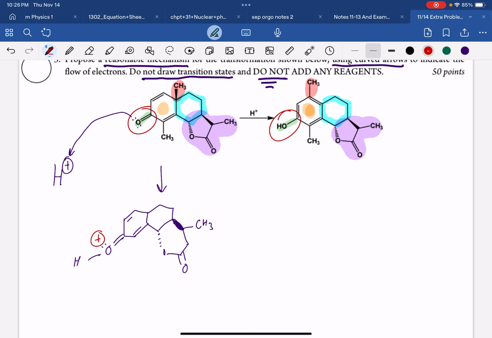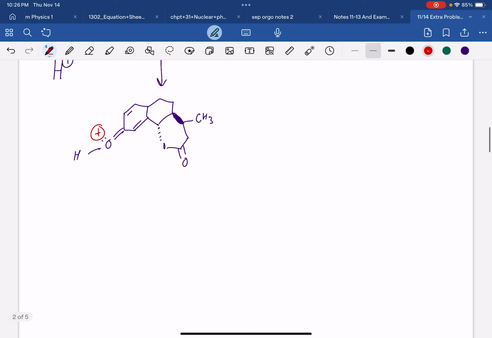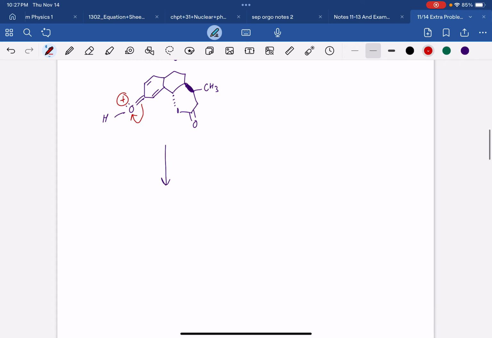So then you need to look at your product and recognize that not only does my oxygen not have a plus charge, it's also not on a double bond. So this is where you have to recognize that the only way to get rid of that plus charge would be to kick that double bond onto the oxygen. So if we were to kick this bond here, then we would get a structure that looks something like this.